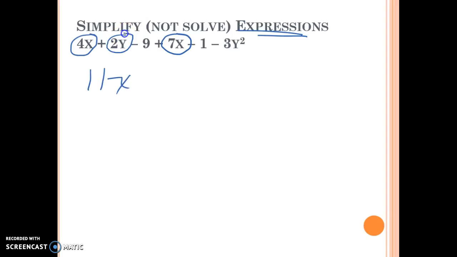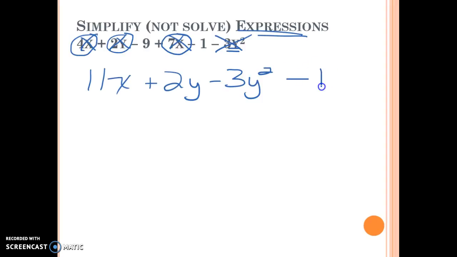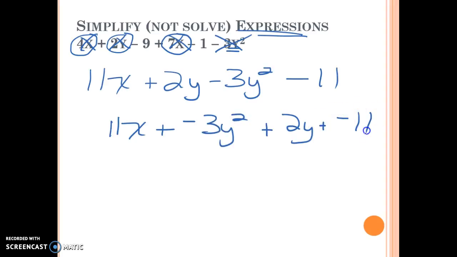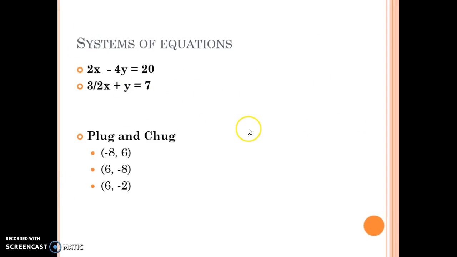We've got a y. Notice, y is not the same thing as y squared. So we cannot add them together. They are two separate terms. So we've gotten our x's, we've gotten our y's. What are we left with? Negative 9 and negative 11. You might find this in a different order. Plus a negative 3y squared plus 2y plus a negative 11. These are equivalent statements.